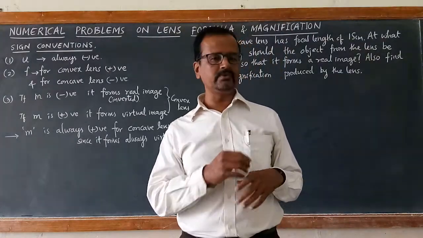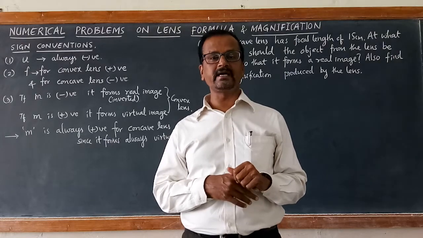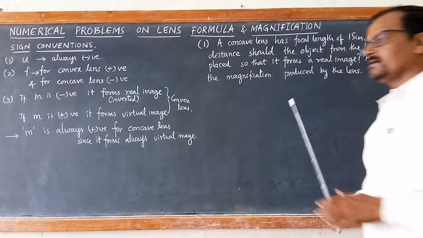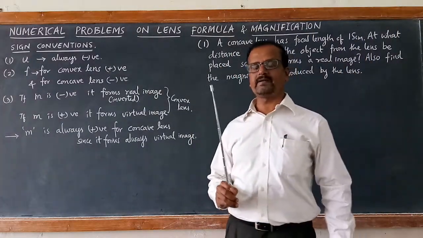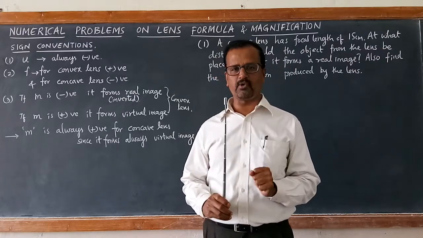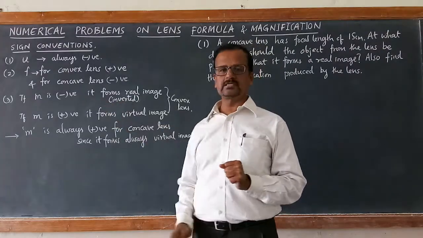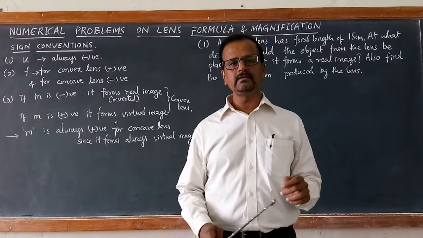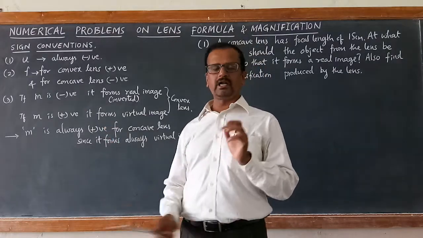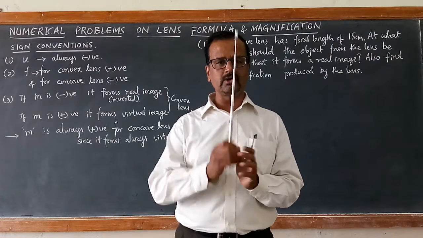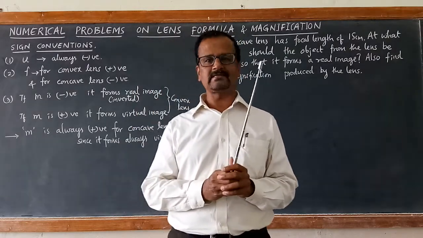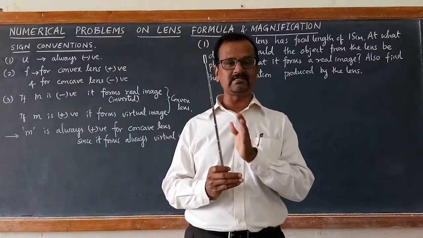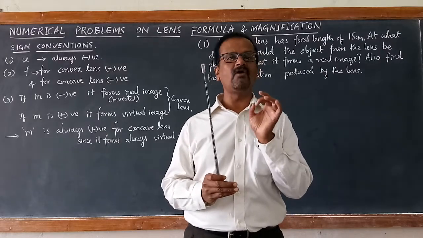And in the last session we discussed some of the sign conventions. The sign conventions are as usual. Instead of the pole, in the case of a lens, we take the optic center as the reference point. The object distance should always be negative, because the object is always kept towards the left side of the optic center. The focal length of a convex lens is positive because it is towards the right side of the lens. And the focal length of a concave lens is negative because it is towards the left side of the optic center of the concave lens.